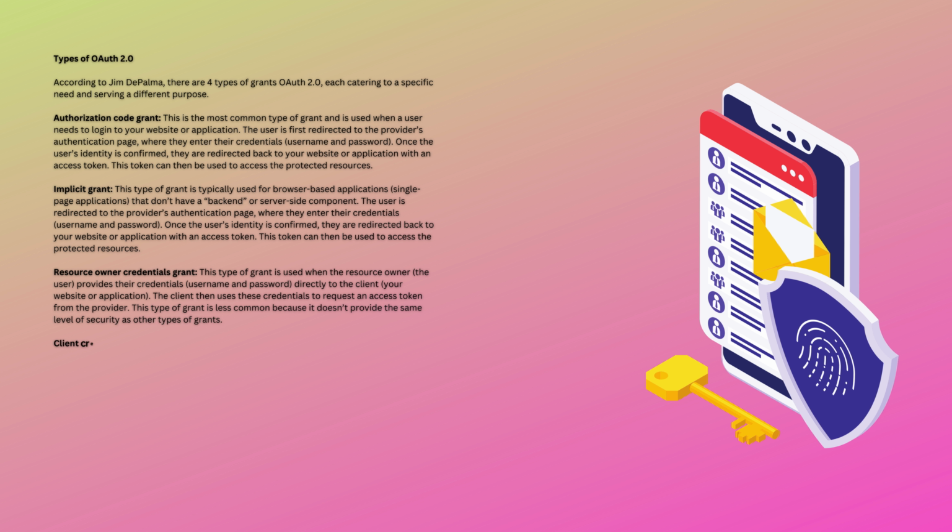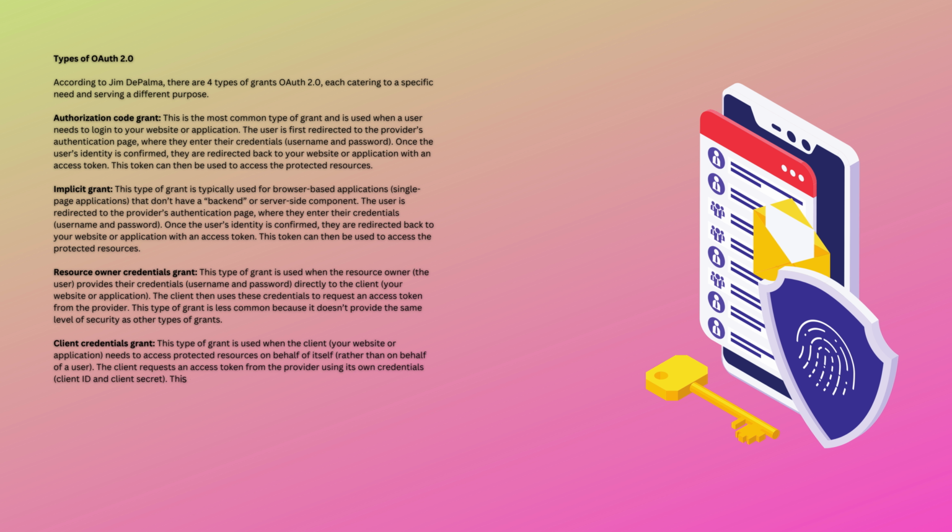Client credentials grant. This type of grant is used when the client, your website or application, needs to access protected resources on behalf of itself, rather than on behalf of a user. The client requests an access token from the provider using its own credentials, client ID and client secret. This type of grant is less common because it doesn't provide the same level of security as other types of grants.